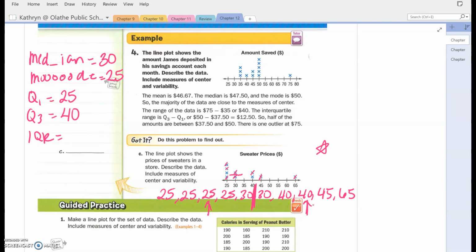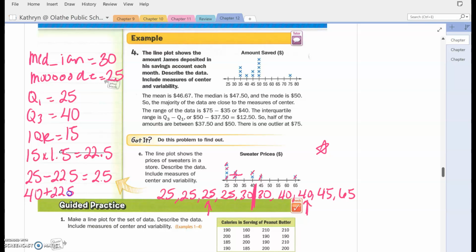All right, so the IQR. We take the highest minus the lowest, so 40 minus 25, which is 15. Then we take 15 times 1.5, and you get 22.5. Now I'm going to take Q1, 25 minus 22.5, which gives me 2.5. Then I go to my Q3, which is 40, and add 22.5, which gives me 62.5.